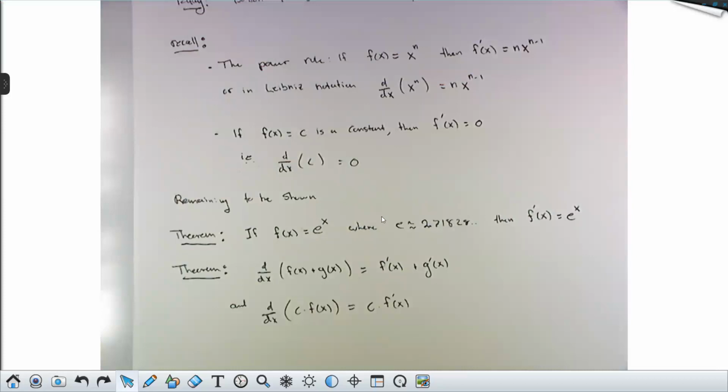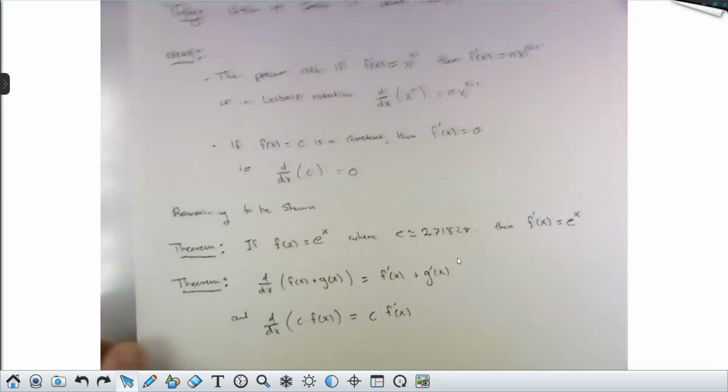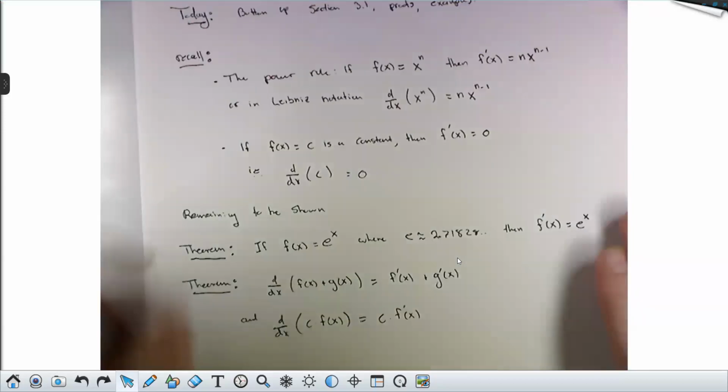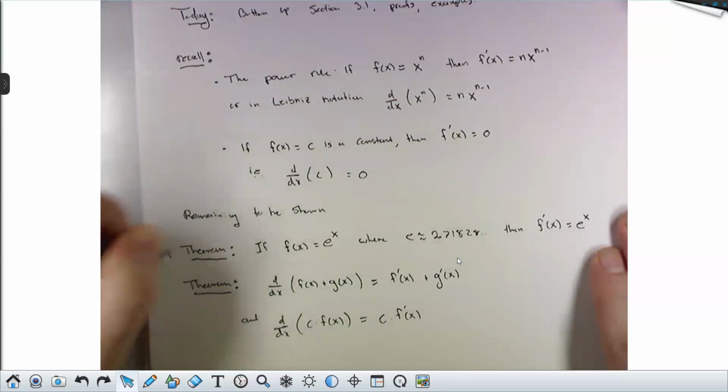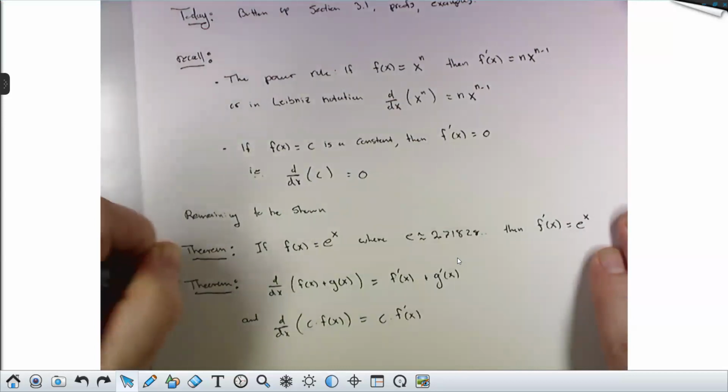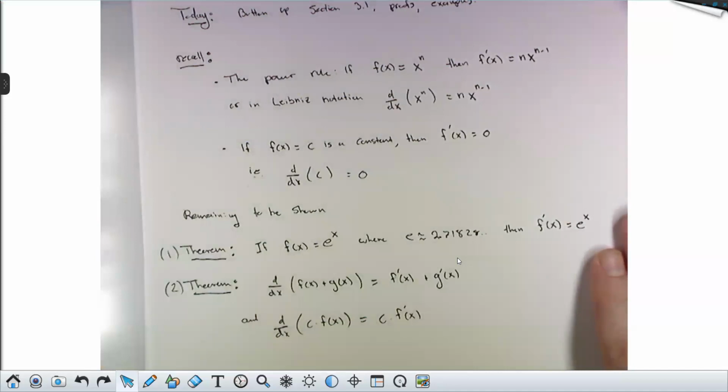Okay, I think the order to prove these, I'll prove this guy first, and then we can differentiate some polynomials and similar things by combining that with the power rule. And then we'll prove the derivative of e to the x is e to the x. So I'll call these theorems 1 and 2. We're going to prove number 2 first.